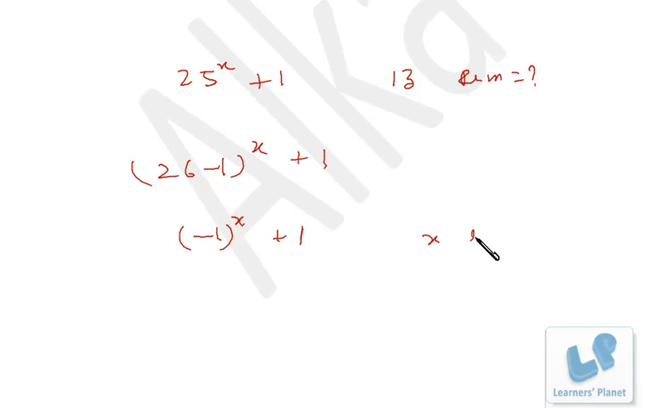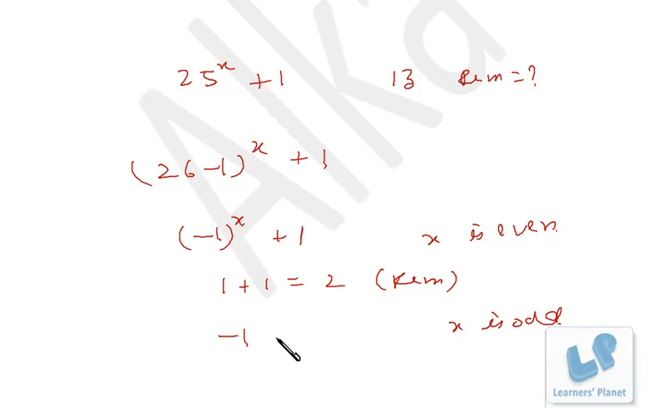So if x is even, what will happen? If x is even, this minus 1 will be converted to 1, and this 1 plus 1, 2, will be the remainder. And if x is odd, then minus 1 raised to odd will be converted to minus 1, and then plus 1, it is 0. So 25 raised to x plus 1 will be divisible by 13 if x is odd. Getting my point? And 25 raised to x plus 1 will not be divisible by 13 if x is even. Pretty simple. Okay?